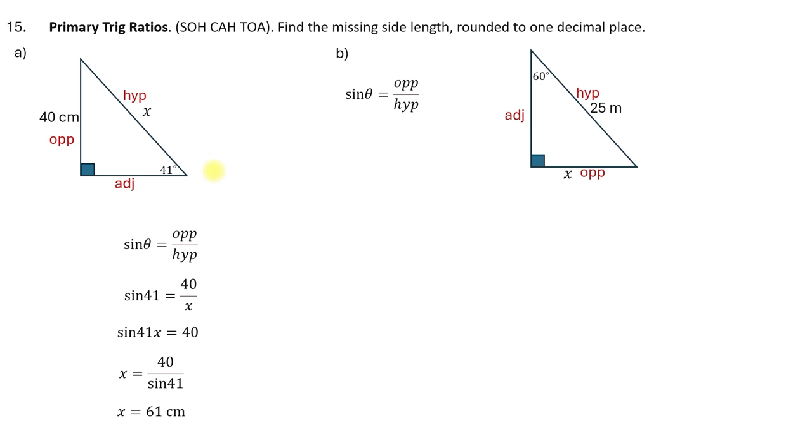In this case, the sine of 60 equals x over 25. X will equal 25 times the sine of 60, at which point it becomes a calculator problem. And once we punch our numbers in, we arrive at a solution of 21.7 meters for x.